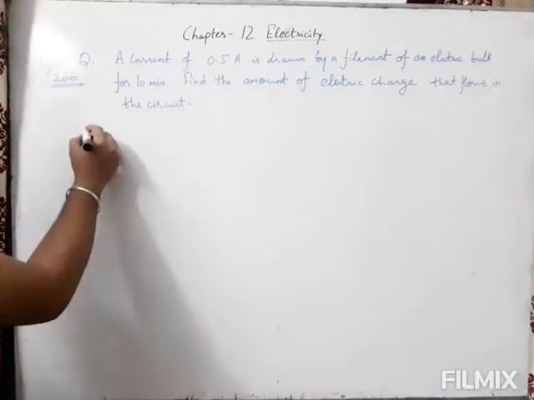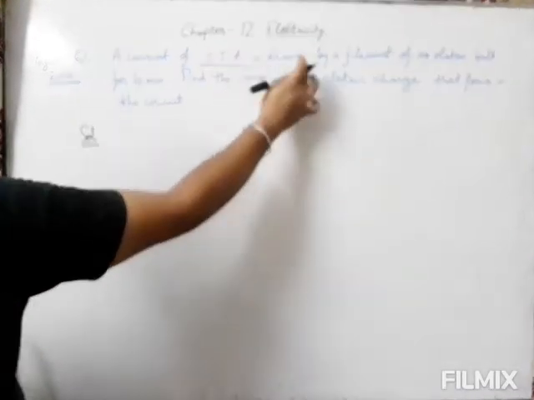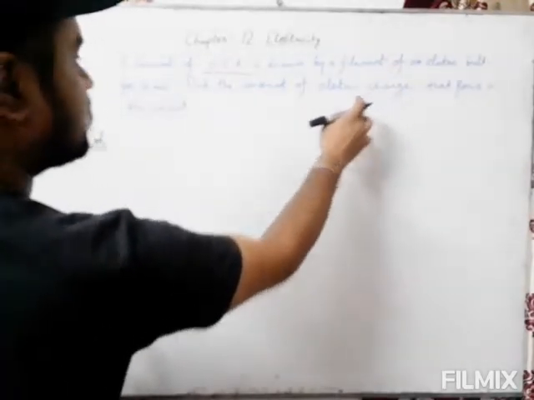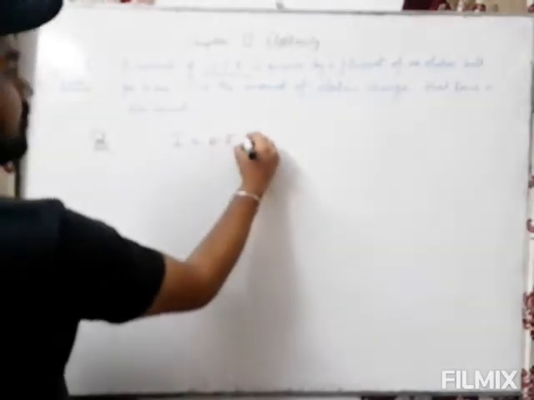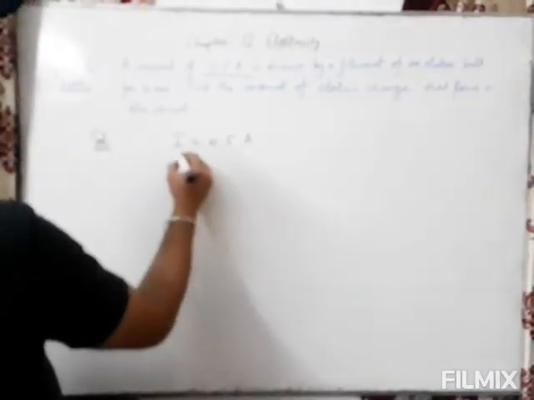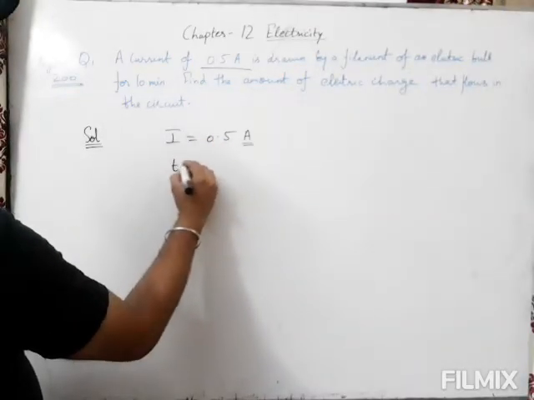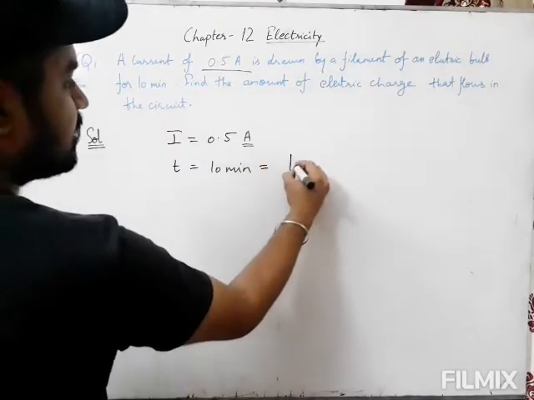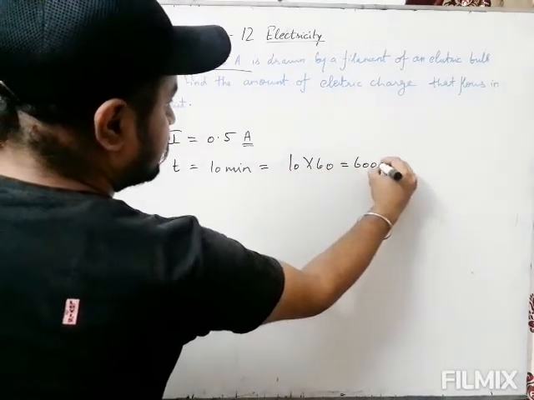First question is: current drawn by the filament of an electric bulb for 10 minutes, and we have to find the amount of charge. So current over here is given as 0.5 ampere. Ampere is the unit of current. Time is given to you as 10 minutes. We have to convert it into seconds by multiplying it with 60, so 600 seconds.